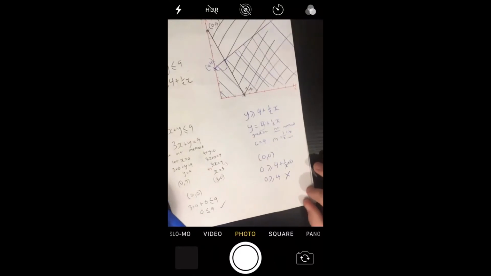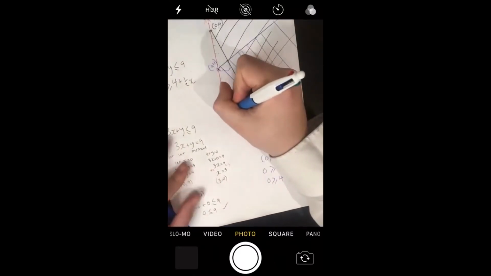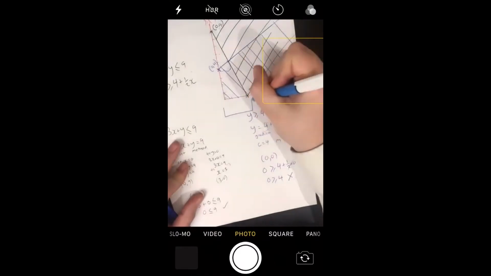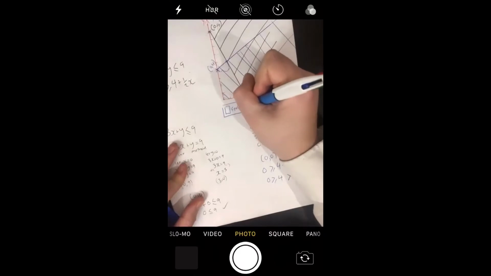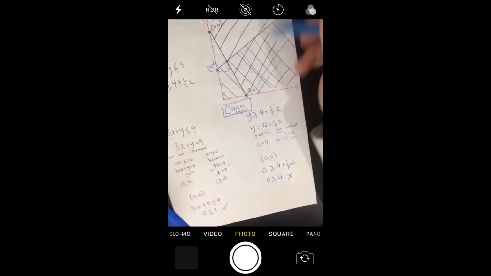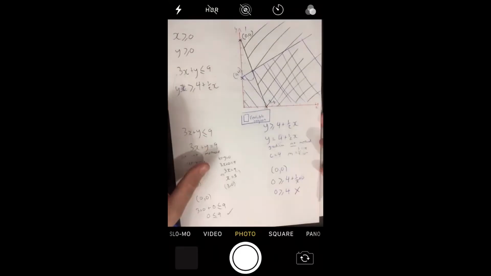And that brings us to here. This region here is the feasible region. So I'm going to do a blank square and write feasible region, because that's our blank area. And then we're done. That's now the answer to that question.